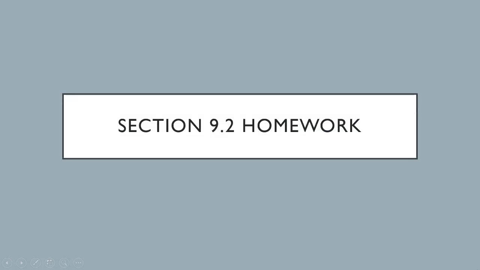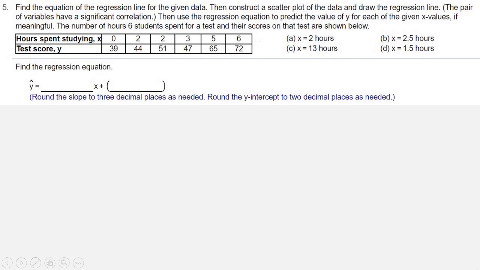We're looking at homework for section 9.2. This is question number 5. Find the equation of the regression line for the given data. Then construct a scatter plot of the data and draw the regression line.